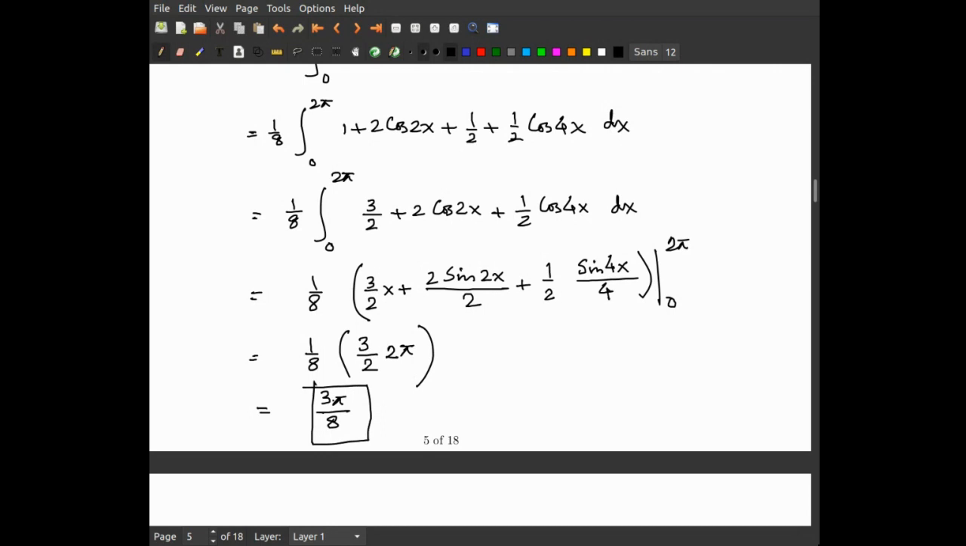Do not take your calculator and type that 3 times pi divided by 8 and write that decimal. It is not acceptable. You will be penalized, at least 1 point for this one. Okay, write it in fraction form. That is the most nice thing you can do.